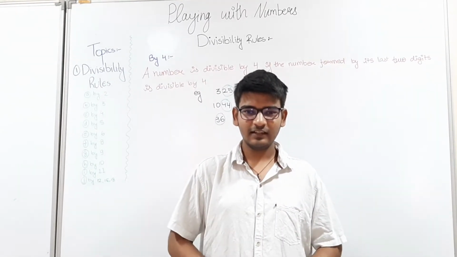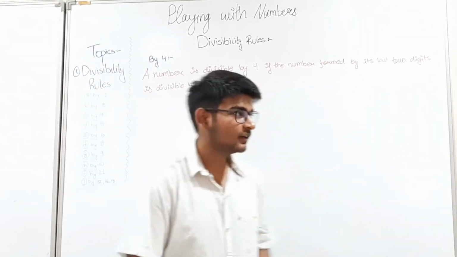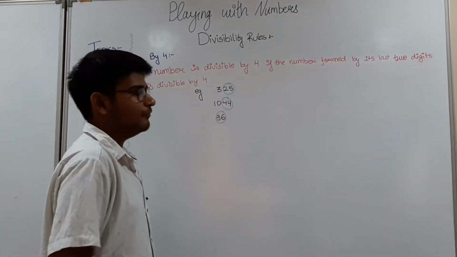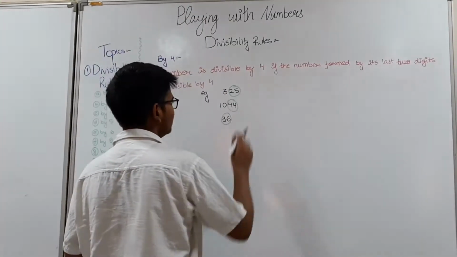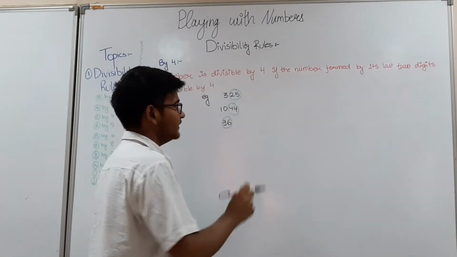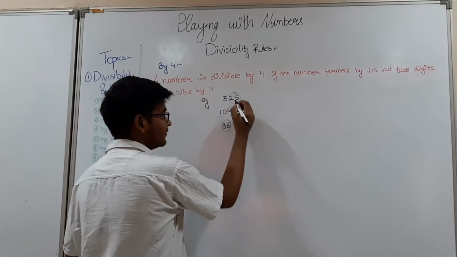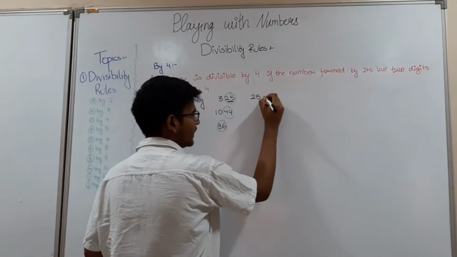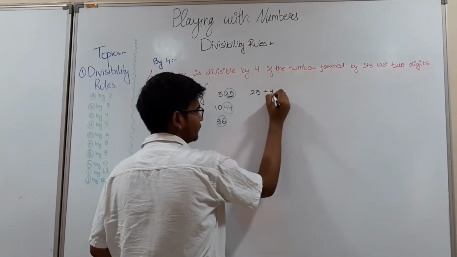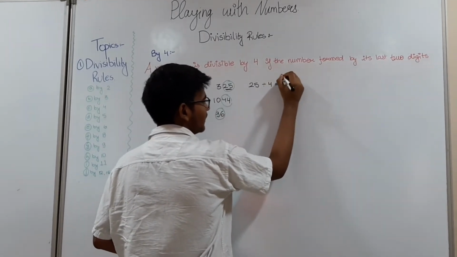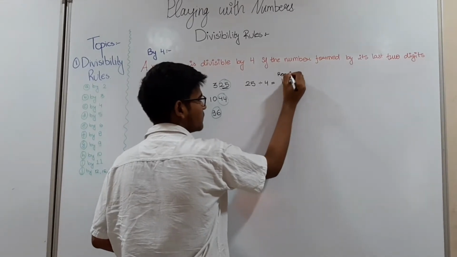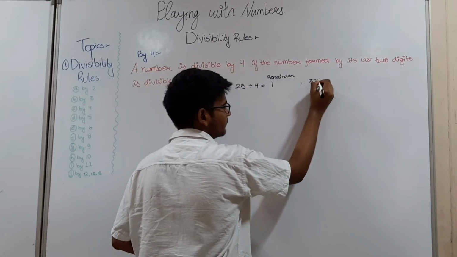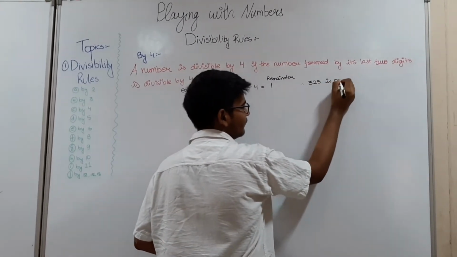So now let us check the divisibility rule of 4. As the rule says, a number is divisible by 4 if the number formed by its last two digits is divisible by 4. Let the example be 325. Here the number formed by the last two digits is 25. Since when we divide 25 by 4, the remainder is 1, therefore 325 is not divisible by 4.